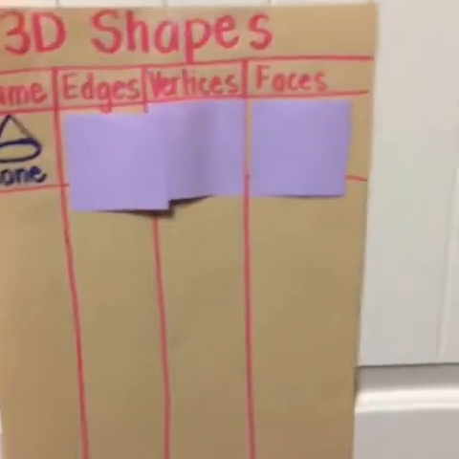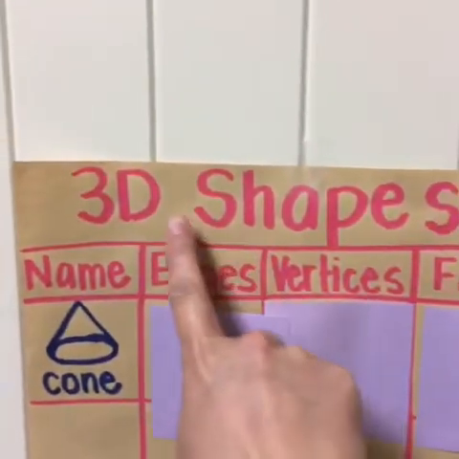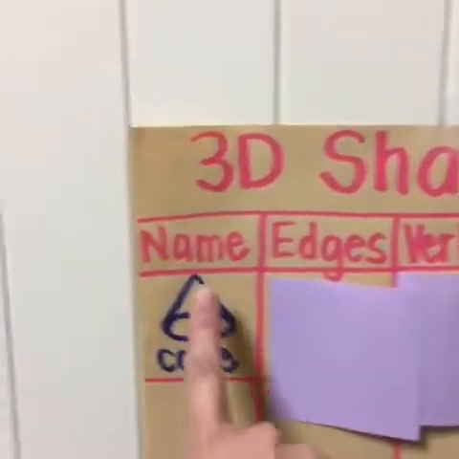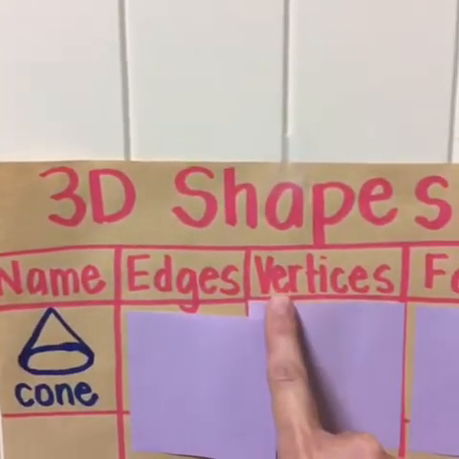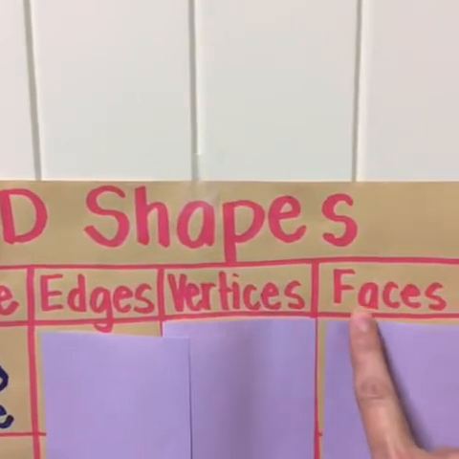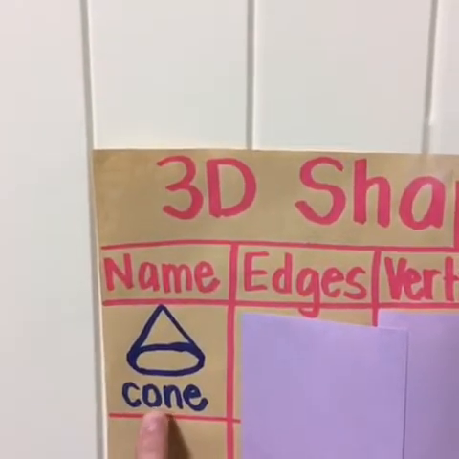So what I'm going to do is I'm going to bring you on over here. So let me flip this. Hang on. Okay, so we're going to come over here. So remember, we have our 3D shapes. Over here we have the name, we have edges, we have vertices, and we have faces. So our first shape today that we're going to learn about is the cone.